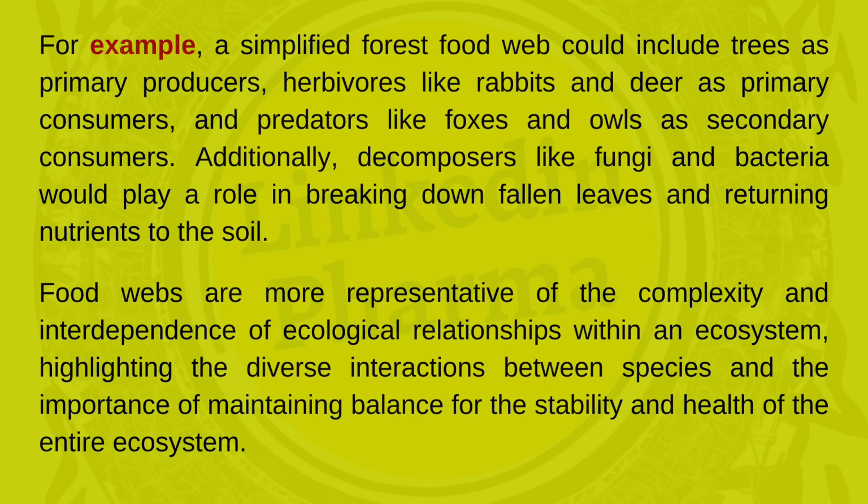For example, a simplified forest food web could include trees as primary producers, herbivores like rabbits and deer as primary consumers, and predators like foxes and owls as secondary consumers. Additionally, decomposers like fungi and bacteria would play a role in breaking down fallen leaves and returning nutrients to the soil. Food webs are more representative of the complexity and interdependence of ecological relationships within an ecosystem, highlighting the diverse interactions between species and the importance of maintaining balance for the stability and health of the entire ecosystem.